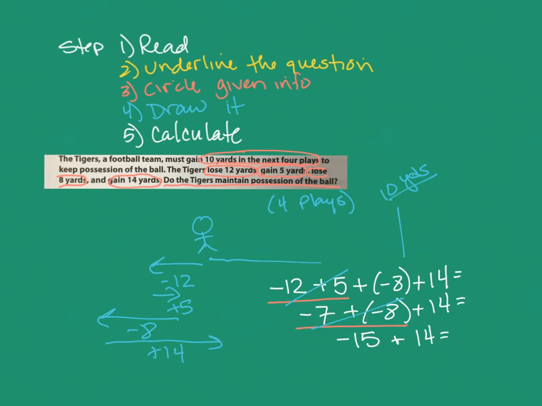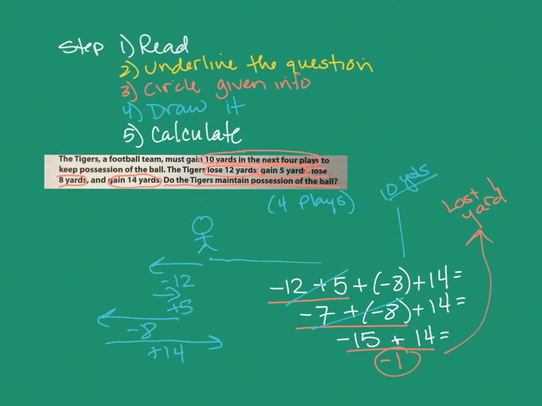Now I have negative 15 plus 14. So I'm negative still because I have more negatives than positives, but only one negative. They lost a total of 1 yard. So they lost 1 yard in those 4 plays when they needed to gain 10. So they're not even close.